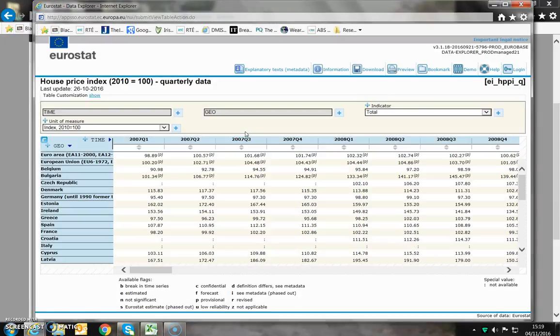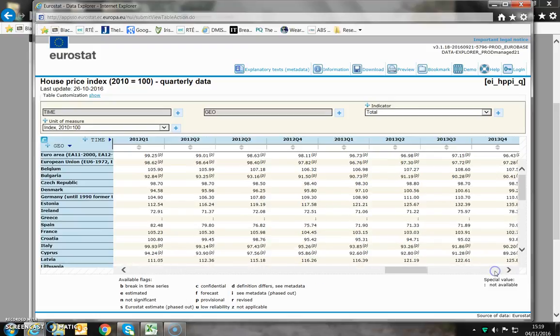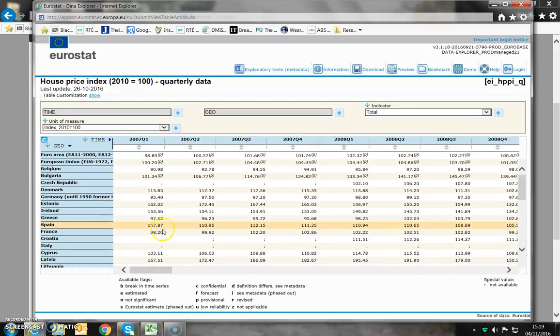It'll be very busy now, our graph, our table. So we can go back to 2007 quarter one, and we can scroll all the way along. You'll see that you have all the data still up until 2016 quarter two. Having a look at Ireland, in 2007 quarter one, compared to 2010, we see that house prices are 53% more expensive than they were in 2010. A decrease over time.